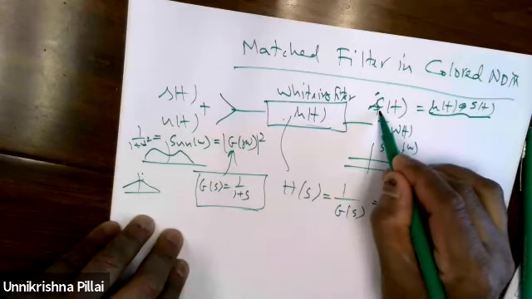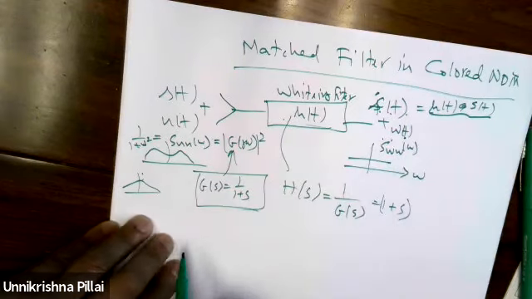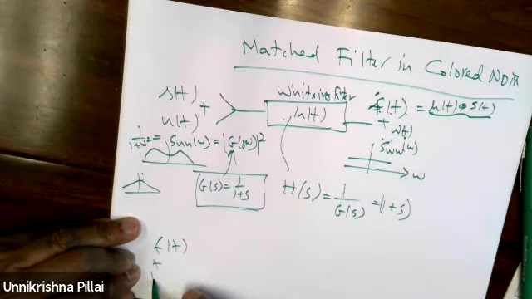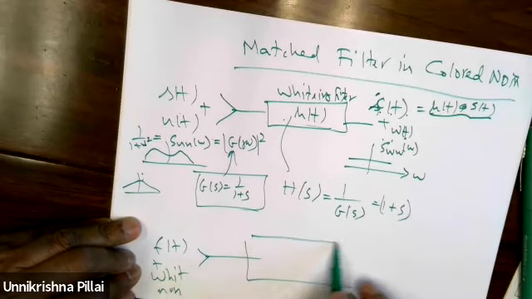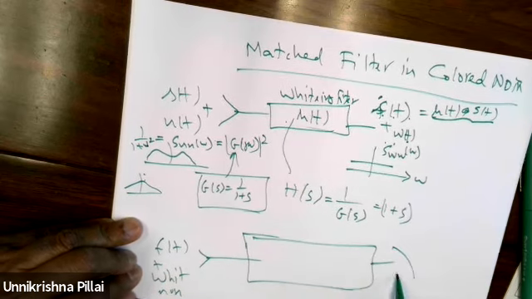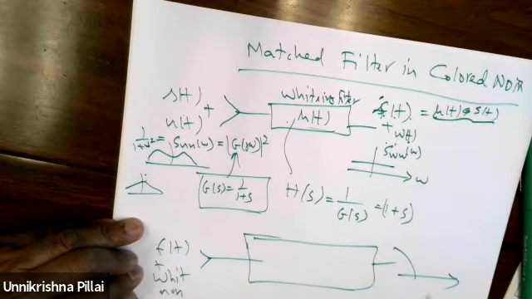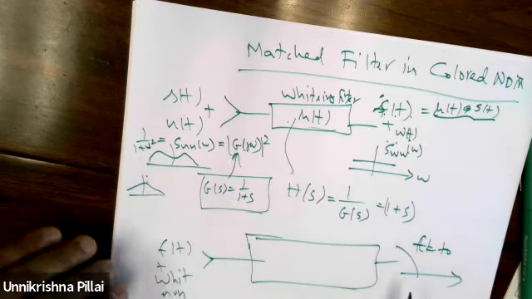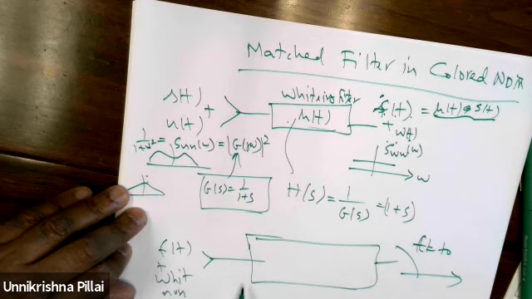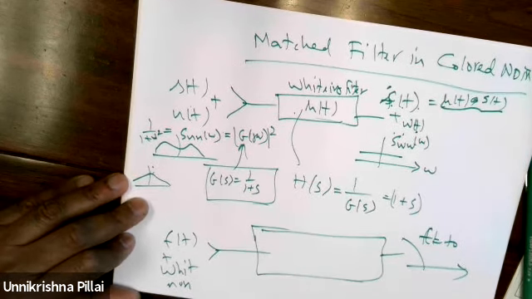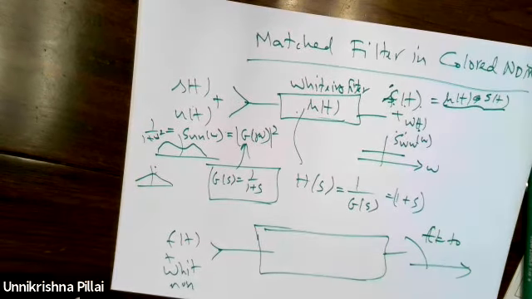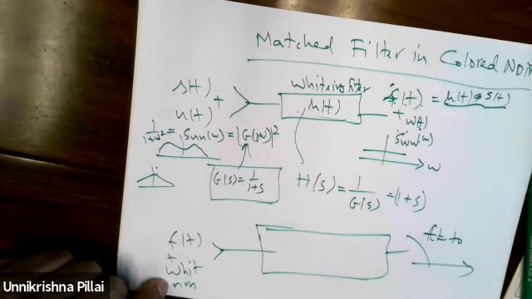I'm going to call this one f(t), a new waveform in white noise. But we already know, so the problem becomes f(t) plus white noise. That we know. Anybody, what is the best filter to use here? We just went through this. Anyone? To maximize the signal to noise ratio, what is the filter we should use here? Remember, in the beginning, earlier I said signal coming in white noise, what is the best filter?